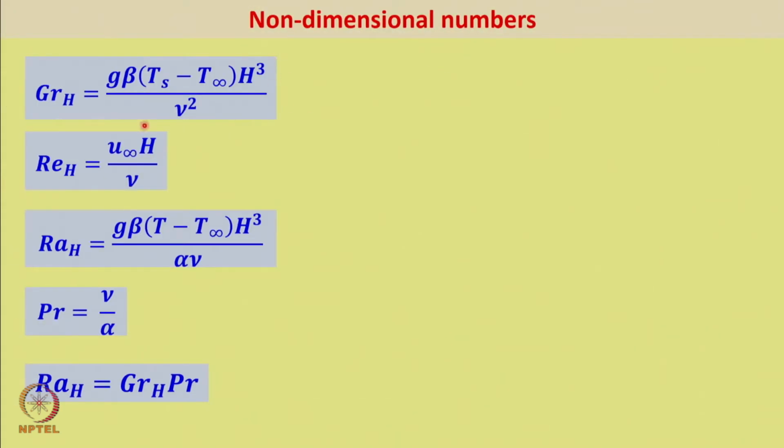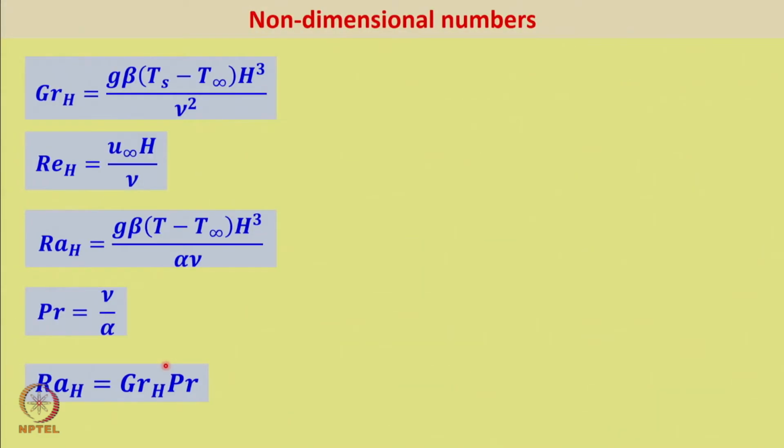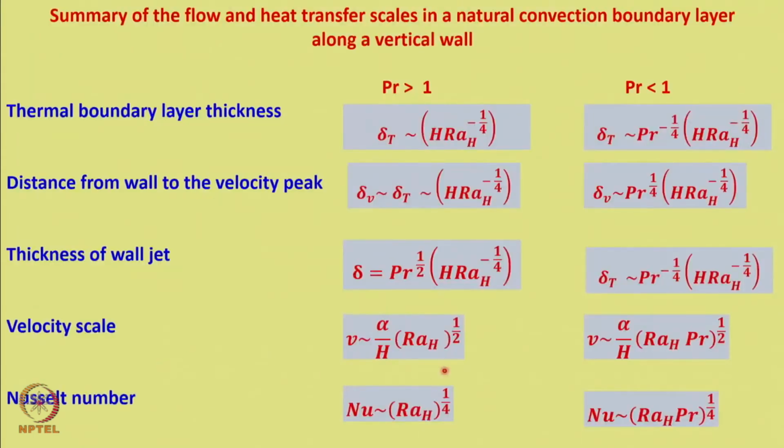And the non-dimensional numbers which we introduced are the Grashof number, g beta delta t h cube by nu squared; Reynolds number, u infinity h by nu; Rayleigh number, g beta (t minus t infinity) h cube by alpha nu; Prandtl number, nu by alpha; Rayleigh number equal to Grashof into Prandtl. Here u infinity can be visualized as something like our v here. What we have gotten, v, can be taken as my u infinity, because v is the one which is generated by virtue of the buoyancy force, that is Rayleigh number.